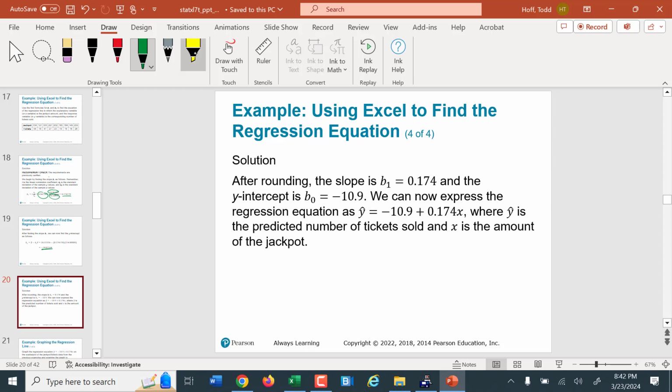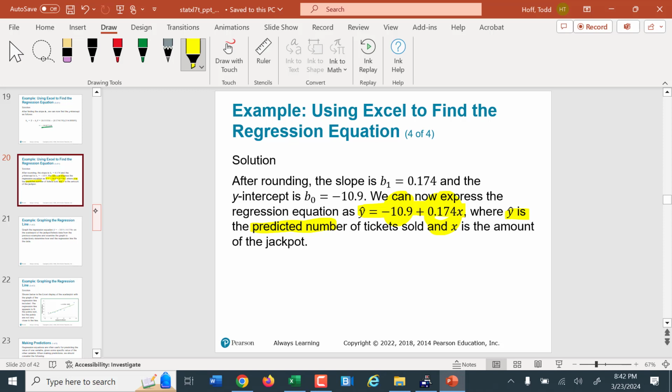So our equation is, now notice it's y hat and x, because the x values don't have the little hat thing over it because those are the actual values of x. Y hat is the predicted value predicted by the regression equation. So that's why there's the little hat symbol over the top of y. So y hat equals negative 10.9 plus 0.174x, where x is the size of the jackpot and y is the number of tickets sold that week, in millions, of course, for both of those.